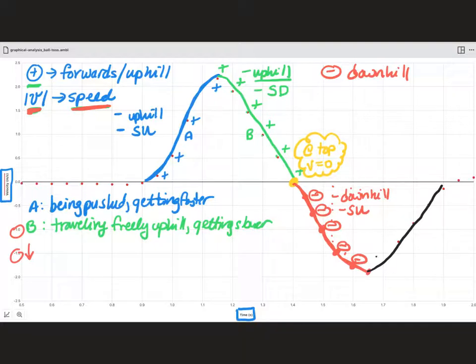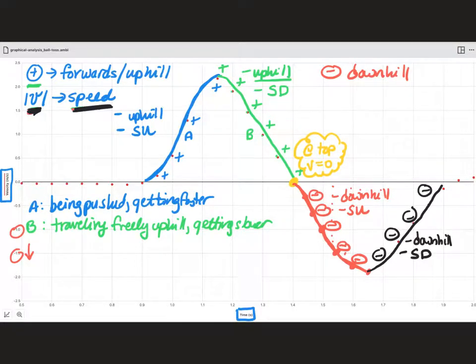Again, we can do the same thing. The points are all still negative. So we're still moving downhill. The cart is still coming downhill. However, the absolute value of those points is decreasing. Well, if the absolute value of the velocity is decreasing, it means the speed is decreasing. So here I'm slowing down again.